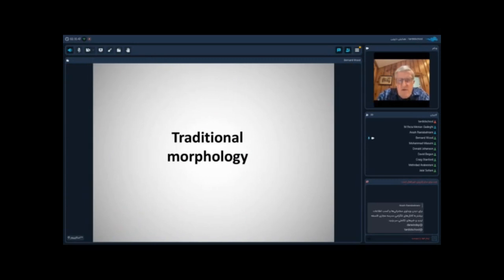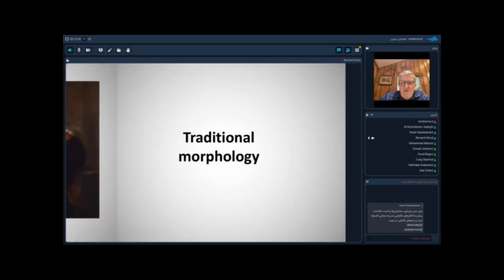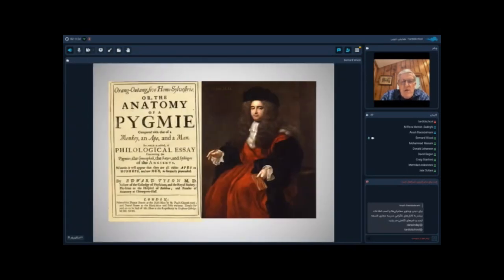There are various lines of evidence that you can use. One of them is what I'm calling traditional morphology. In other words, what do the bones look like? What do the soft tissues look like? And the first person to investigate this was a man called Edward Tyson, who was a doctor.